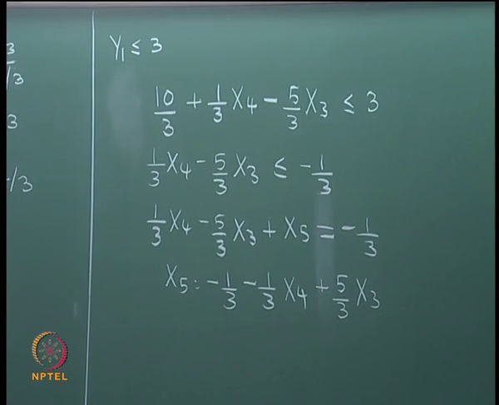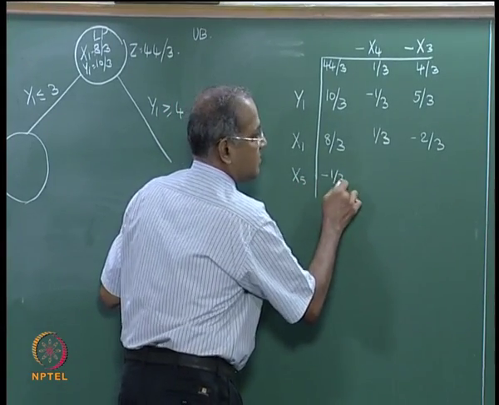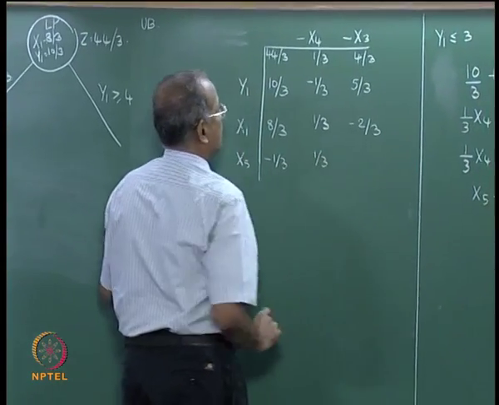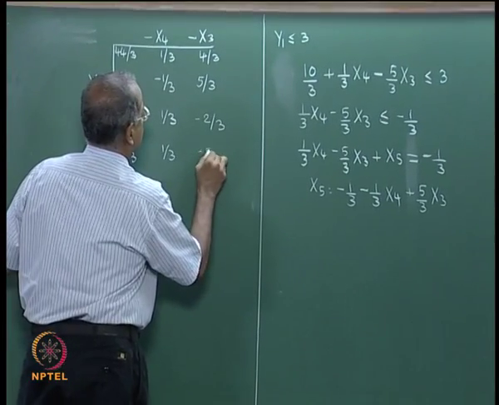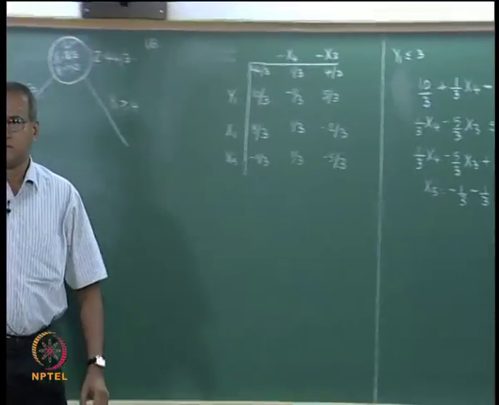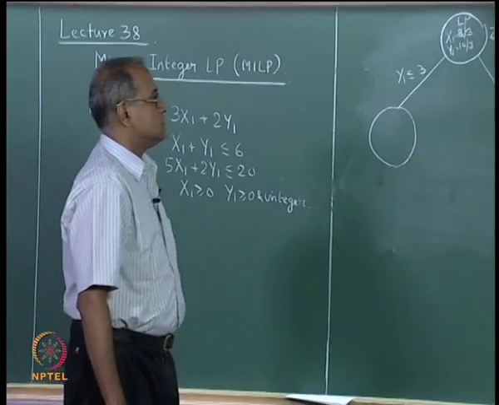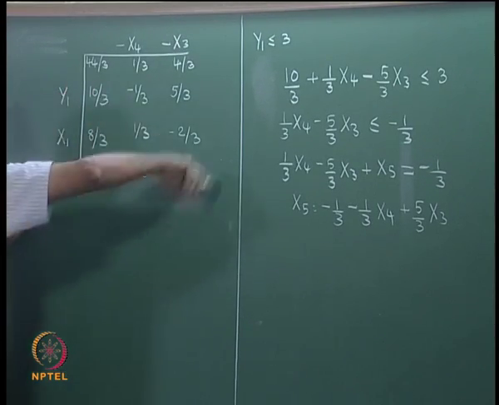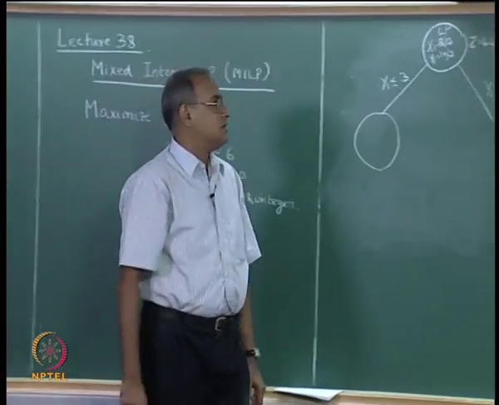So, writing here, introduce new slack variable x5. So, x5 is minus 1 by 3 minus 1 by 3 x4 plus 5 by 3 x3. So, minus 5 by 3 here. So, now we have added the y1 less than or equal to 3 constraint into the simplex table to get this node.